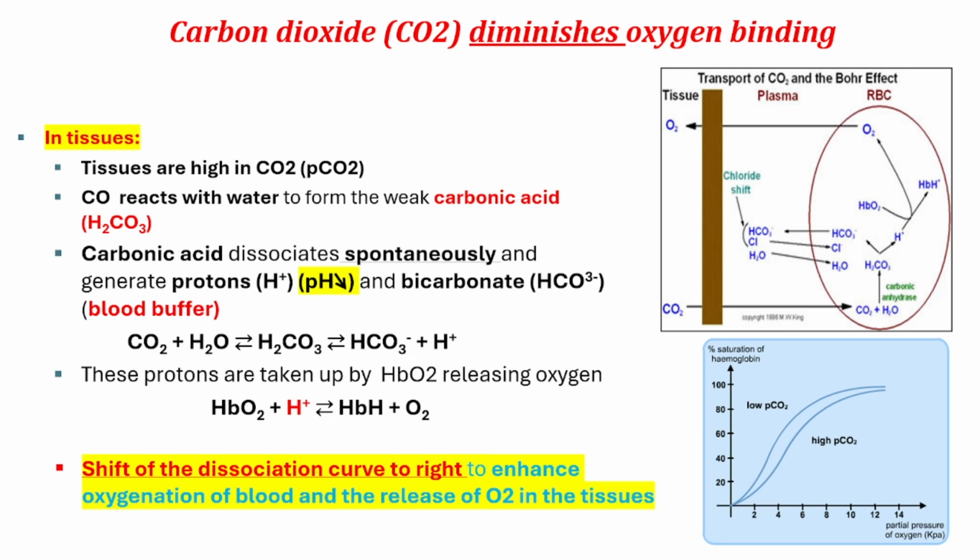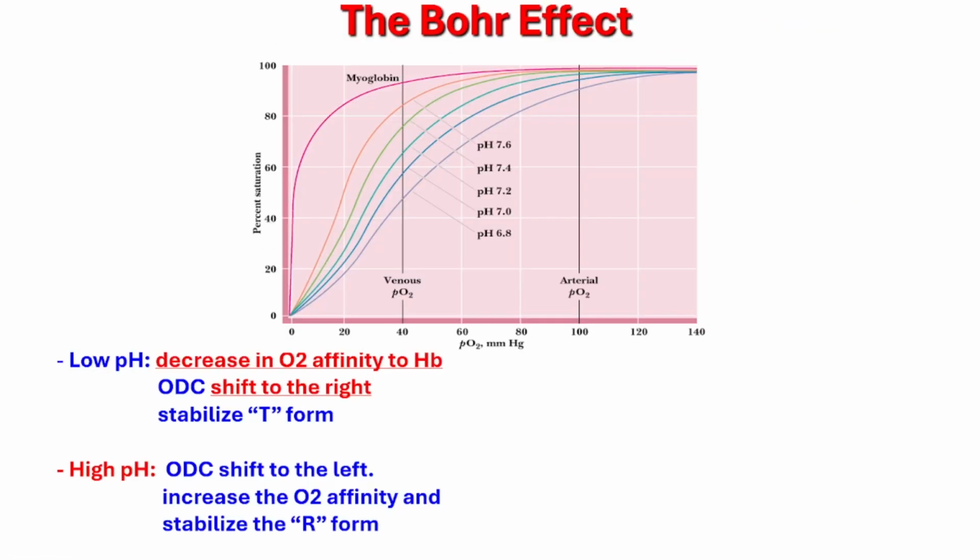Now, if I apply this to the ODC, the oxygen dissociation curve. So if I have, as I said, high proton, it means I'm going to have low pH, right? So if I have low pH, yes, I'm going to have the first conditions. I'm going to have a shift to the right. Okay, so this is how CO2 can influence the pH and it can change the ODC.